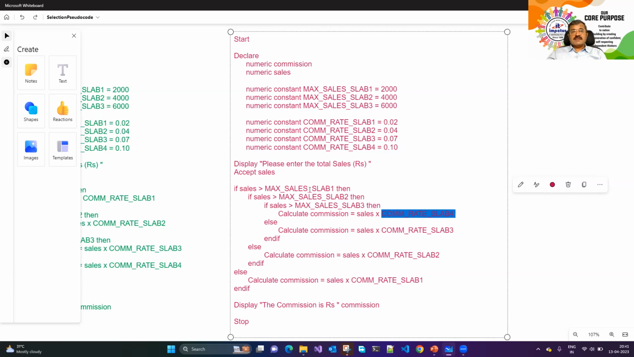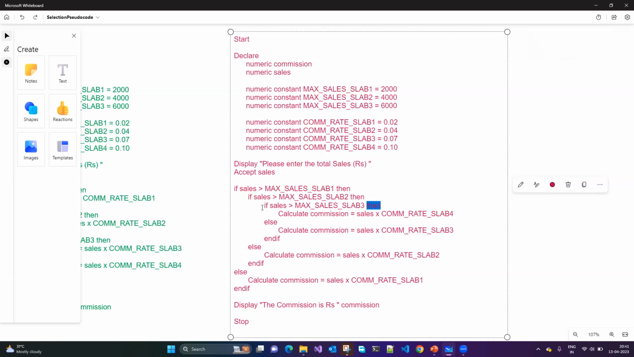Let's take another case. Somebody's sales are 5,000. Is 5,000 less than or equal to 2,000? No. Is 5,000 greater than 2,000? Yes. Is 5,000 greater than 4,000? Yes. Is 5,000 greater than 6,000? False. If false, we'll go to the else part and we calculate at the rate of the third slab. Third slab was 7%, and that's correct.